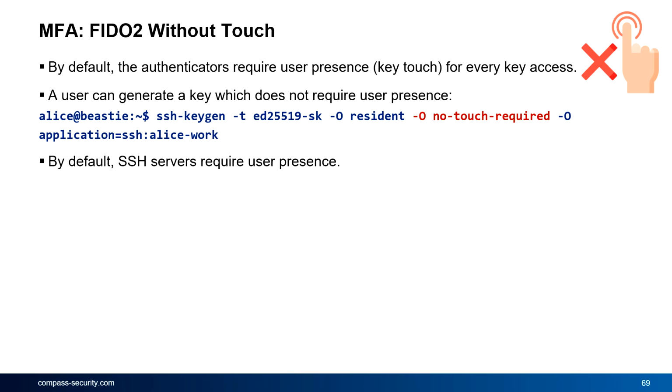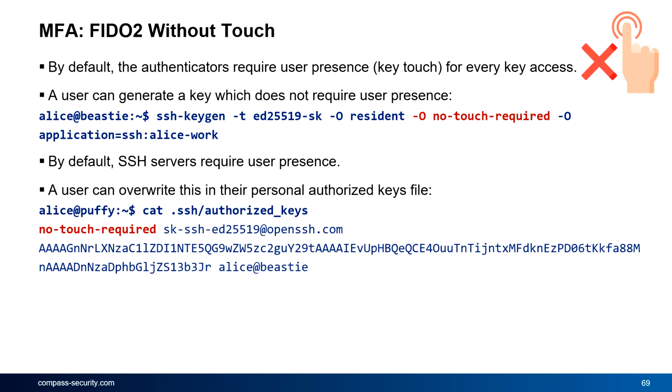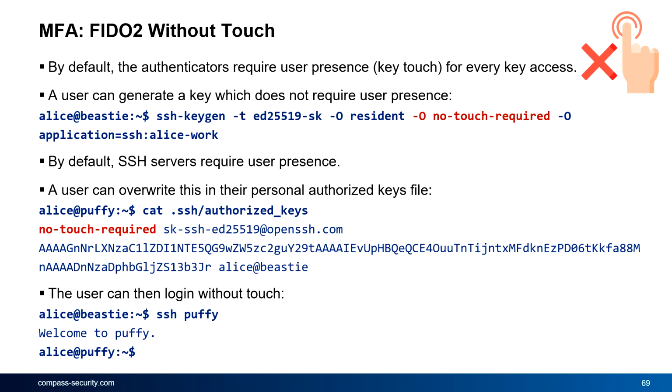By default, the servers require user presence, but in your authorized_keys file on the target server, you can specify the no-touch-required option in front of your public key, and then the server, or the system, will not ask you to touch your authenticator. Then you can just SSH into your host and you're logged in. The only requirement is that your authenticator is plugged into your system.